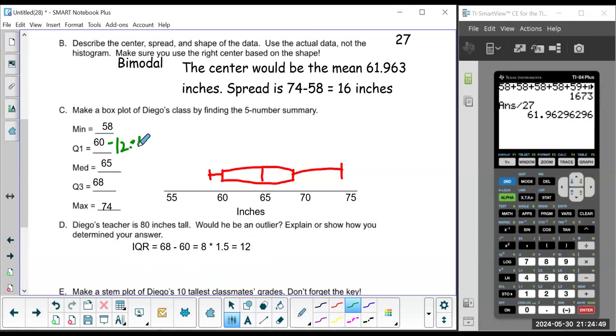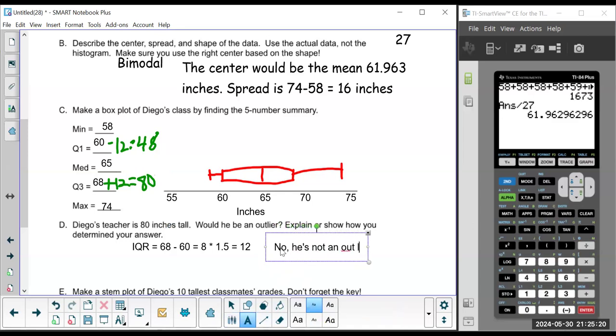Now, obviously, the teacher is not an outlier for being short, so that number is not really that important. But I do want to add it to the 68. So when I add 12 to the 68, that will give me exactly 80, which means he is not an outlier. He has to be greater than 80. So if he was 80.1 inches, yes. But since he's exactly 80, he is not considered an outlier. All right, so that would be your work. By doing all that, that would be your work. And you would say, no, he's not an outlier because he is not greater than 80 inches.